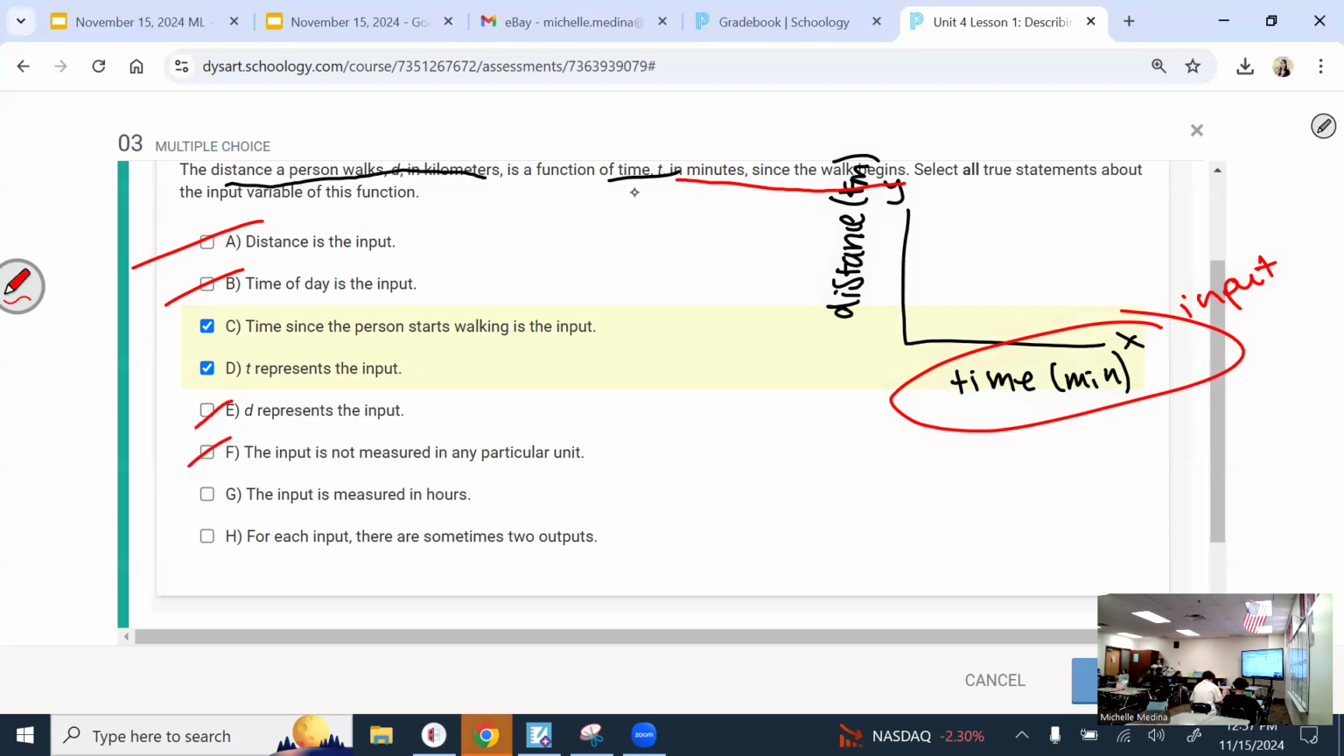Let's see. The input is measured in hours. Do you guys agree with that? No, it's measured in minutes. For each input, there are sometimes two outputs. So let's think about that. If the y-axis is the distance a person walks in kilometers, could there ever be like an X with multiple Y's? No, you can only be walking one distance at every minute, I suppose. It's kind of tricky, I don't know. Because in a minute, you could walk like a distance, I don't know, have two different Y's.